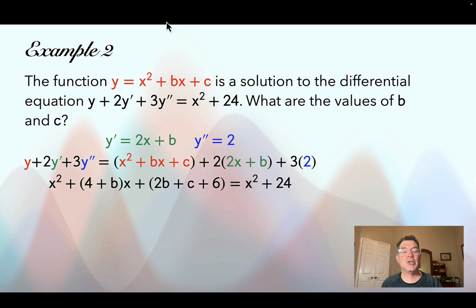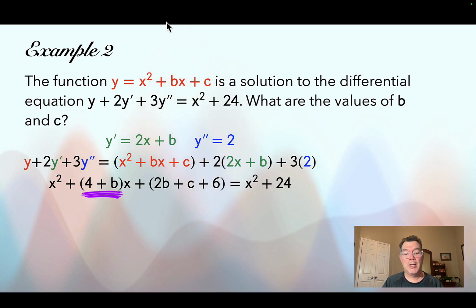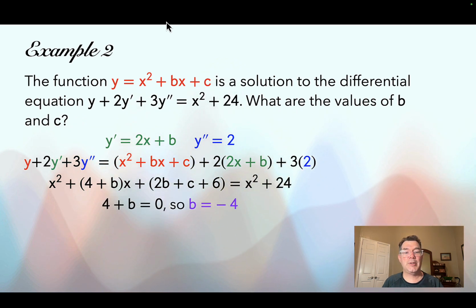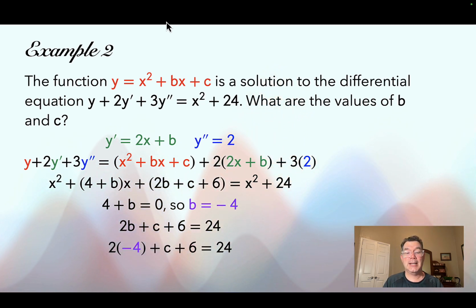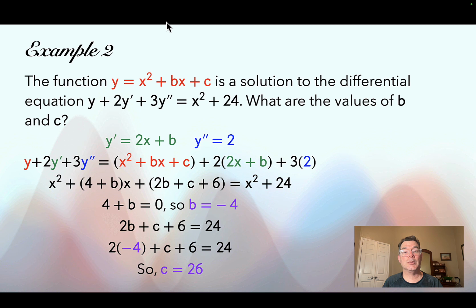But if I look at the x coefficients, on the left, I've got 4 plus b, and on the right, I've got 0. I have no x's, so that means that 4 plus b would have to equal 0, making b equal negative 4. For my constants, I've got 2b plus c plus 6 on the left and 24 on the right. I know that b is negative 4, so I'm going to plug that in and solve for c, and I will get that c is equal to 26.